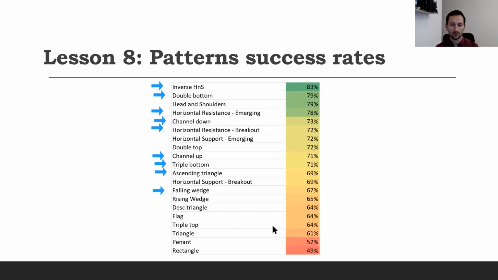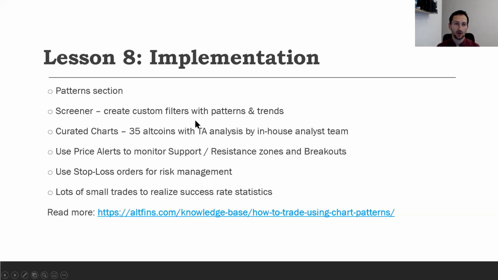And then you get into some patterns that historically have had poor or less attractive risk reward or success rates, and I don't typically trade in those. Great. So how do we look for these?